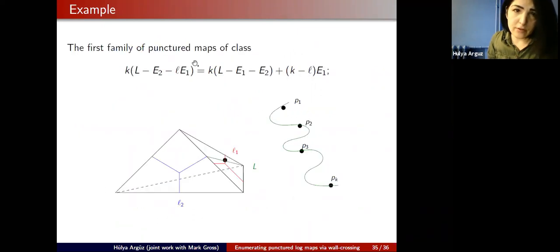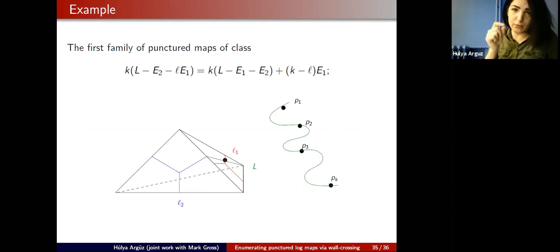If you rewrite this, it's k times L minus E1 minus E2 plus k minus L times E1. If you look at a green line that I drew like this, passing through the first line at one point and meeting the second line and the other component at one point, and you look at the strict transform of this, it will be of class L minus E1 minus E2. If you take a k-fold branched cover of this, it will be of class k times L minus E1 minus E2. You want to add k minus L times E1.